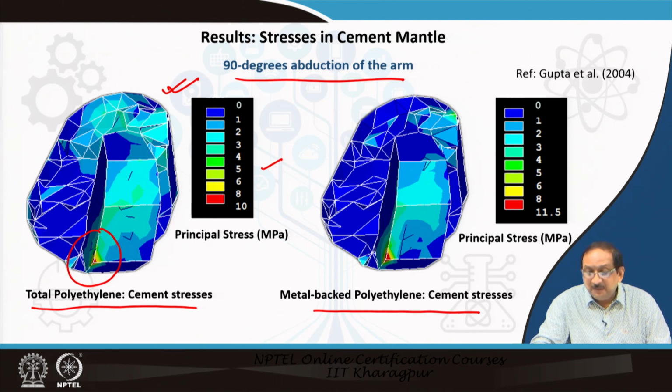In case of metal back design, almost similar stress distribution within the cement was observed. However, the maximum tensile stresses in the cement around the tip of the keel went up to 11.5 MPa. So, the maximum cement stresses in case of metal back design were higher than that of the total polyethylene design.